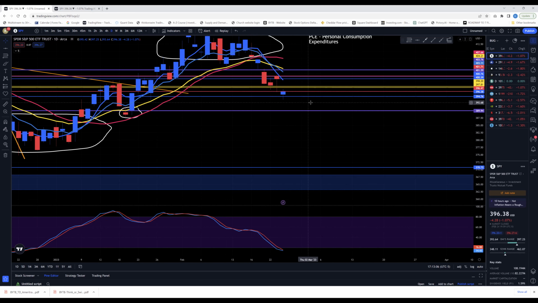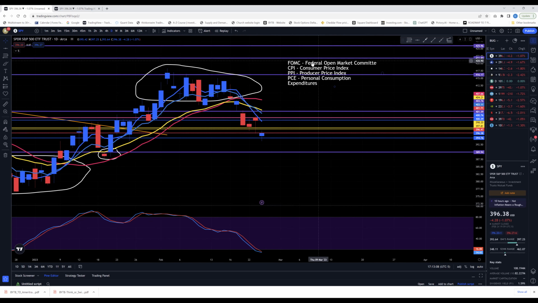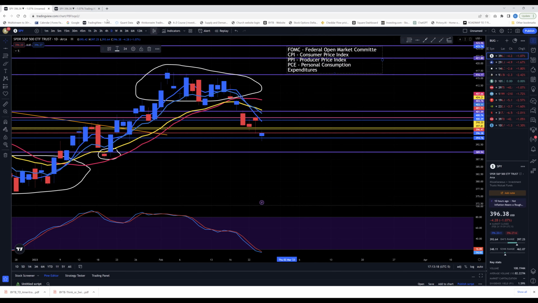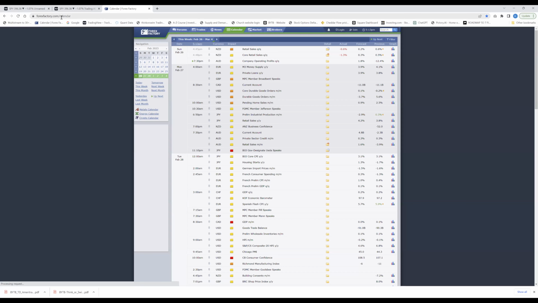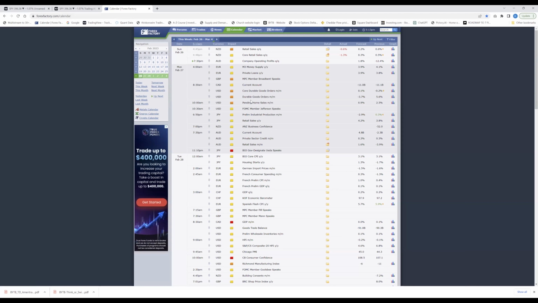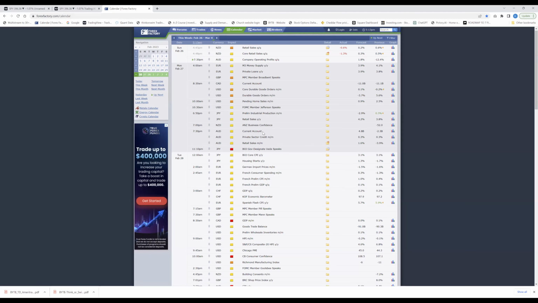So again, you've got the FOMC, the CPI, PPI, PCE. These are called catalysts. This is what moves the market. So you've got to be looking out for what those days are. If you go to forexfactory.com, this will give you a calendar of what's going on.